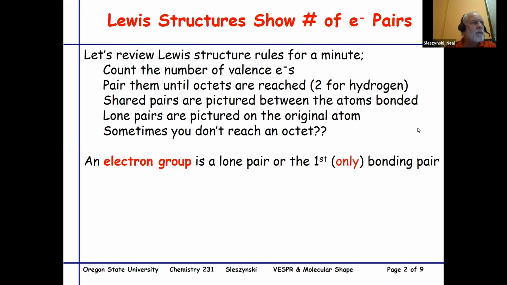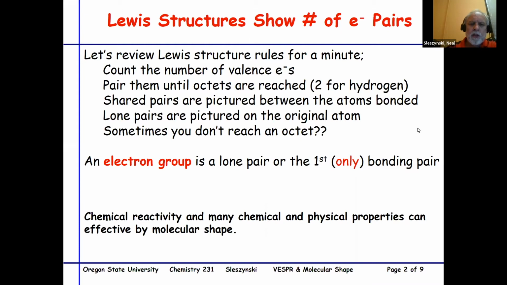We're going to define something called an electron group, which for us is a lone pair of electrons not used in bonding, or the first pair of electrons used in bonding and the first only. Double bonds will count as a single electron group. Triple bonds will count as a single electron group. It turns out that chemical reactivity and many chemical and physical properties are affected by the molecular shapes we're going to describe in this tutorial.